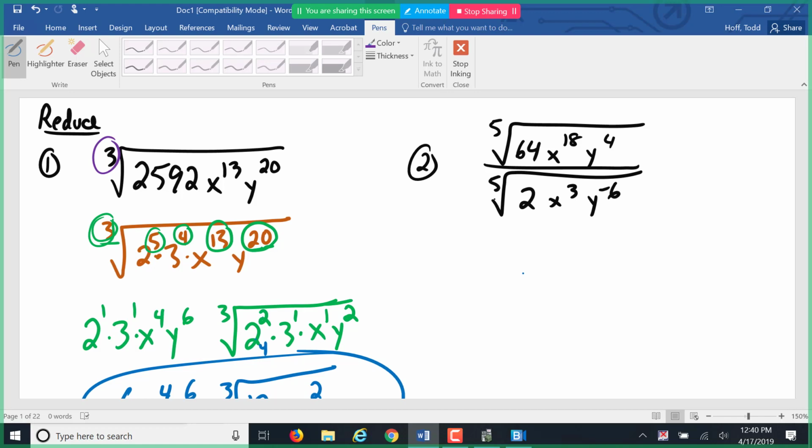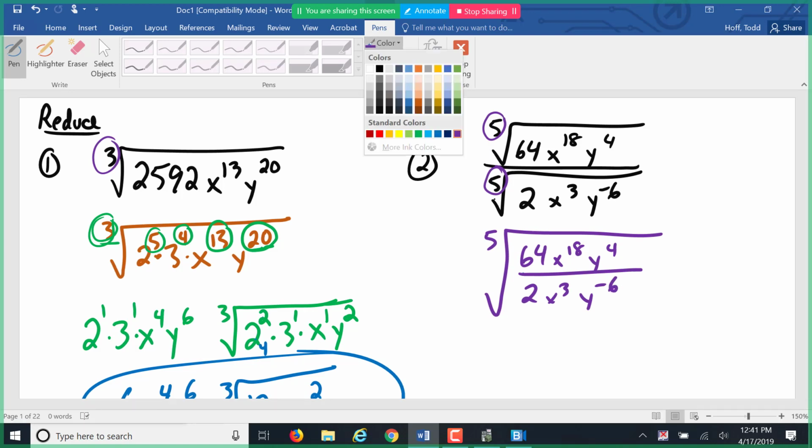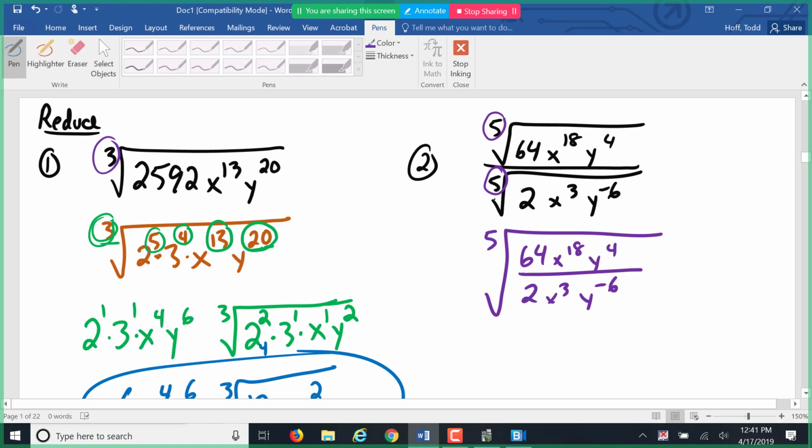For number 2 here, we remember that in a fraction, if we have a separate radical on the numerator and the denominator, as long as the index of that radical is the same, in this case both are 5, we can combine those into a single fraction. So we can make this the 5th root of 64x to the 18th, y to the 4th, over 2x to the third y to the negative 6th. And now we can divide that out inside the radical first.